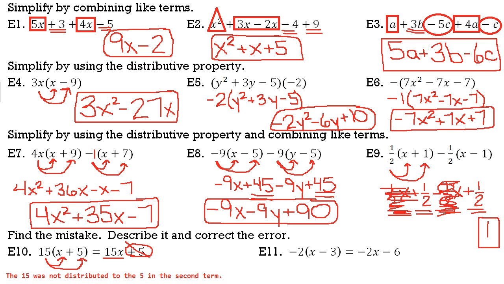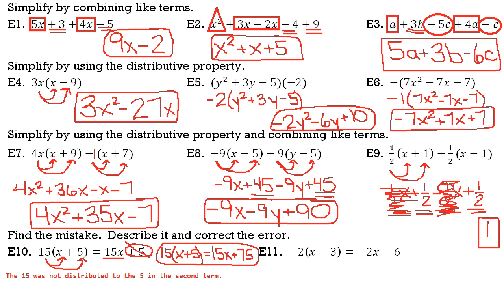Now, it said we also have to correct the error, which means we have to actually write out what the problem should have been. So let's just write that out here. If you took 15 and you multiplied it by the quantity x plus 5, you would get, hopefully, 15x plus not 5, but 75. So that would be how we would actually correct this and demonstrate the distributive property.